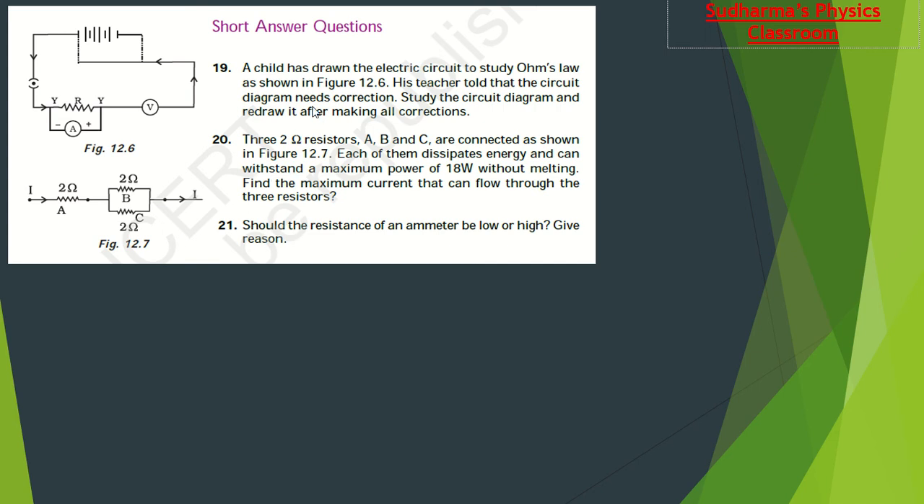It's a continuation of the 18 MCQs we have solved. So the next question is the 19th one. A child has drawn an electric circuit to study Ohm's law as shown in figure. His teacher told that the circuit diagram needs a correction. Study the circuit diagram and redraw it after making all corrections. So we have to look at this diagram 12.6. So what are the drawbacks of this diagram?